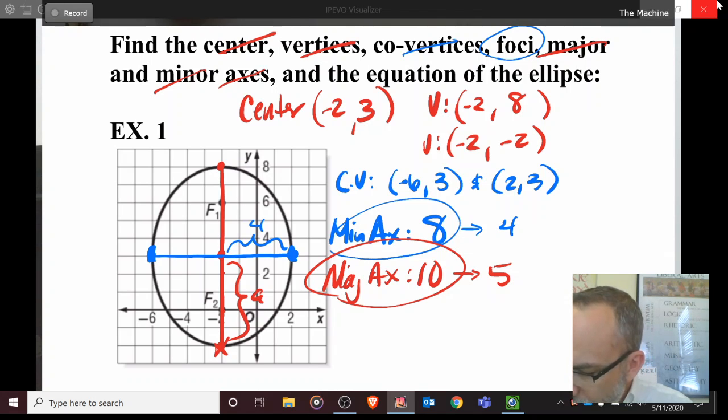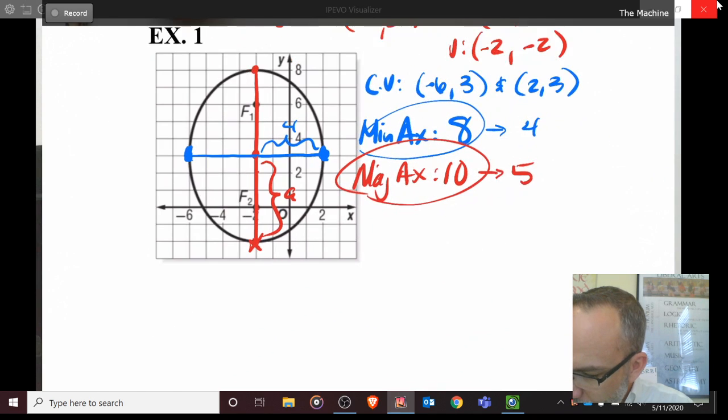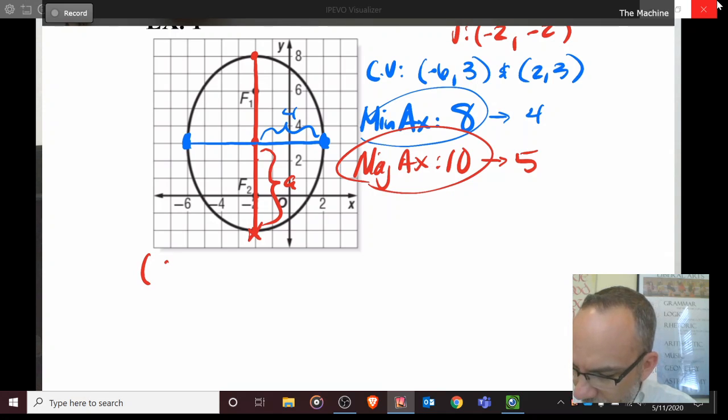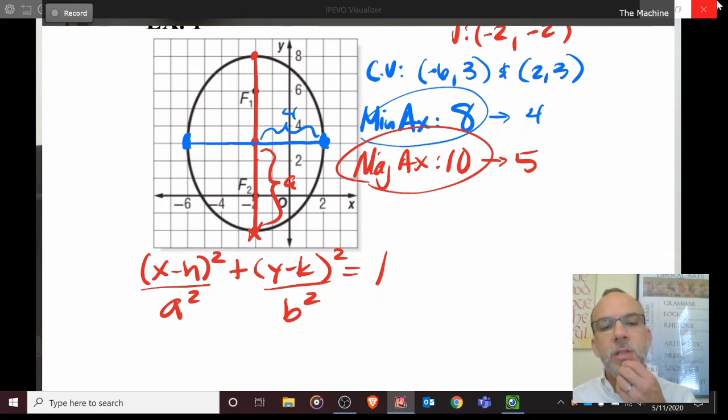I'll do the foci last. Let me do the equation of the ellipse. The equation of the ellipse, remember the format, is going to be (x minus h) squared plus (y minus k) squared is equal to 1. But then we're going to have a number down here squared, and then we're going to have a different number down here squared. Now, looking at the ellipse, it's a vertically oriented ellipse. So the up and down corresponds with the y value. So my denominator for my y value now is going to be the bigger number. So technically that's my a.